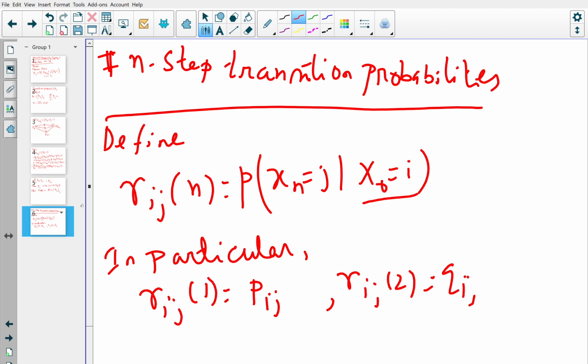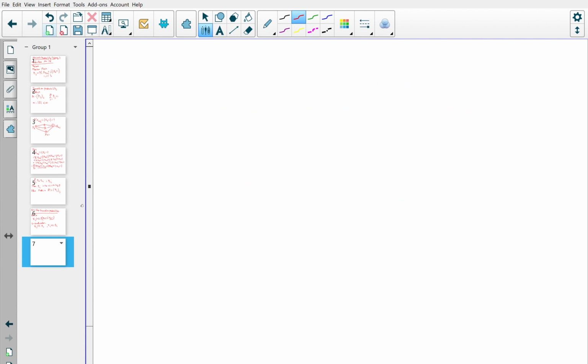Okay. So what do you learn from our last example? One can ask this simple question: can we derive the general formula for Rij? And the answer is yes. This is called the Chapman-Kolmogorov equation. Okay, so let me write it down.